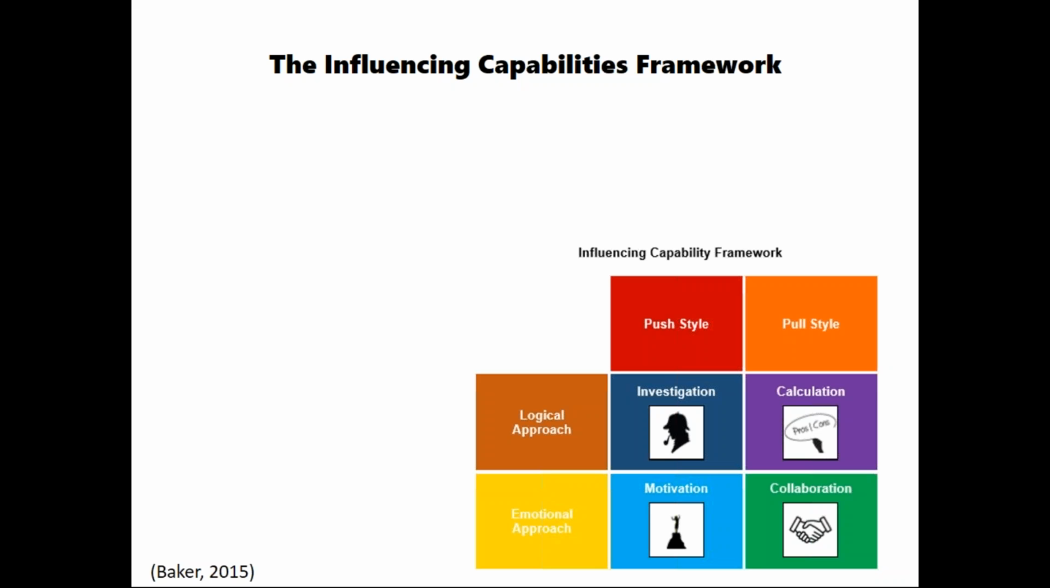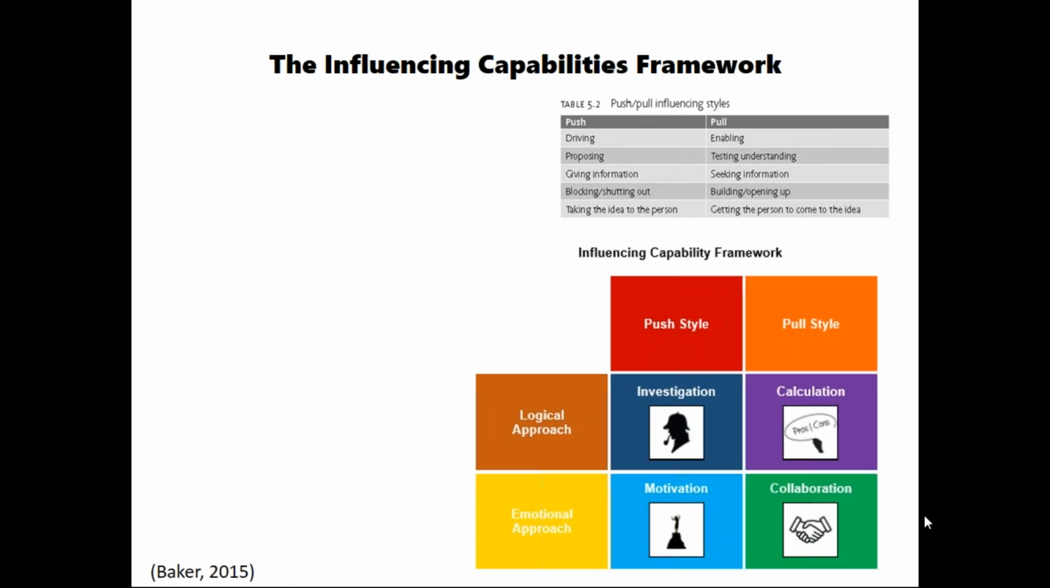So there's a couple of things that are important about this framework, and you'll see some key words there. Let me put up a couple of headings. That'll come up on your screen now. Right, so the first interesting part of the framework is that there are two styles that we can adopt when we're trying to influence someone. I call these the push style or the pull style.